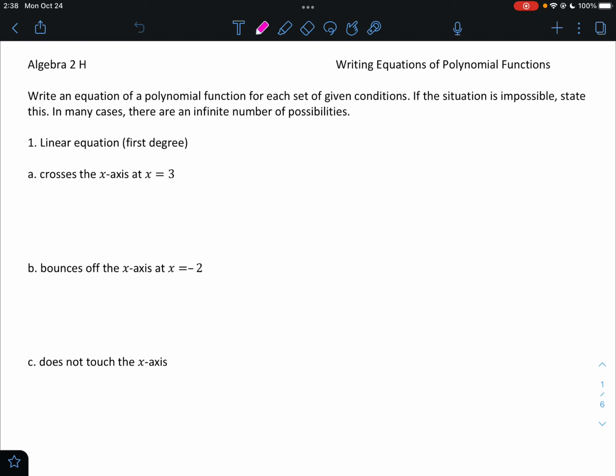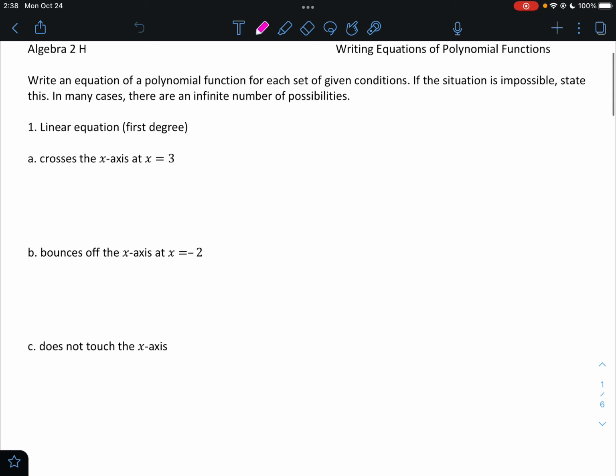All right, so the first three problems, we're going to write a linear equation. First one says crosses the axis at x equals 3. So it's going to be y equals x minus 3. Now, are there other answers that will work for this? Sure is, but that's the easiest, most basic method to write a linear equation that crosses the axis there.